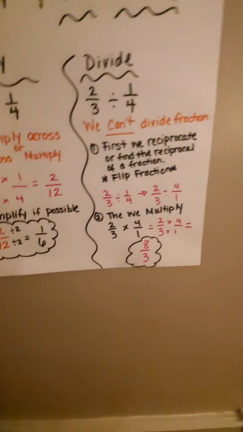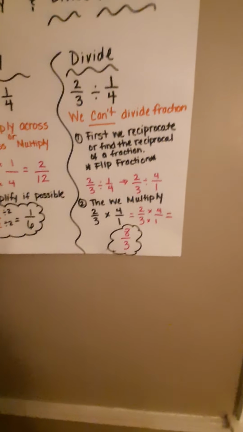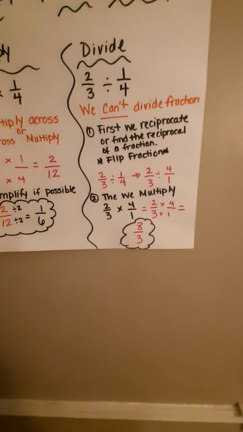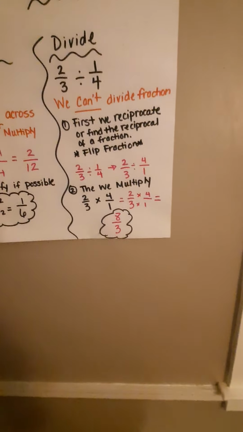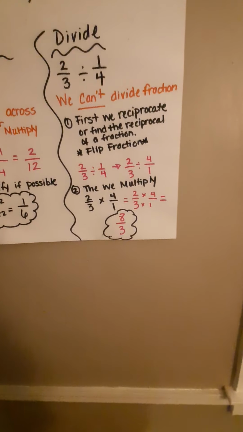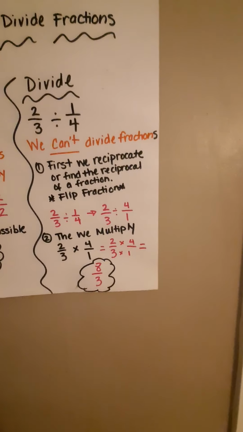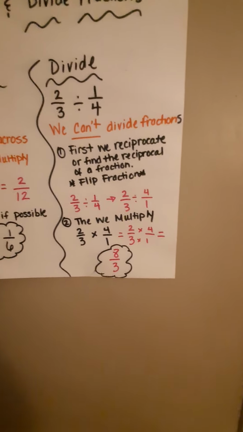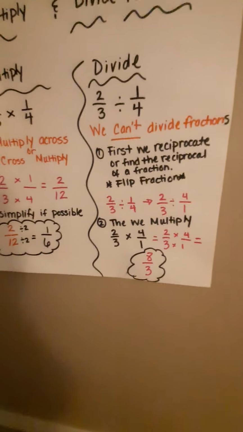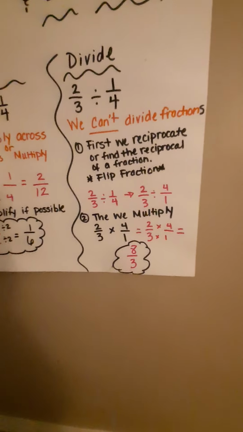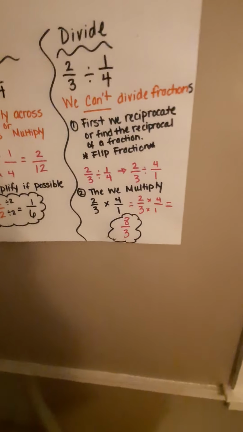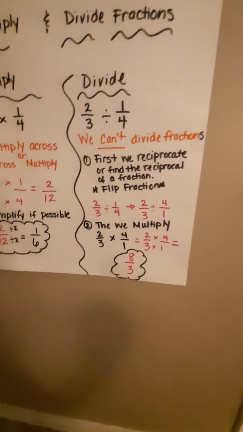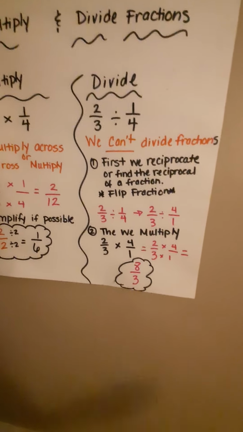All right. Let's look at how we divide. Again, 2/3 divided by 1/4. I'm going to use 2/3 and 1/4. We can't divide fractions. Sorry, that's supposed to say fractions. And we're back. Now it says it. We cannot divide fractions. We must make this a multiplication sentence.